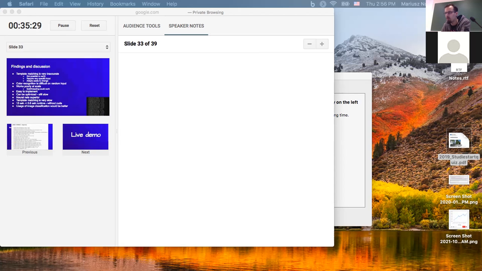Findings and discussion. Template matching is very inaccurate. It is not possible to verify, as I had a high rate of false positives. It requires very specific inputs, size, etc. But one of the good things about template matching is that if I get 10 more icons, I can just put them into the folder, and it will automatically adapt. Comparatively, with a neural net, you need to retrain.